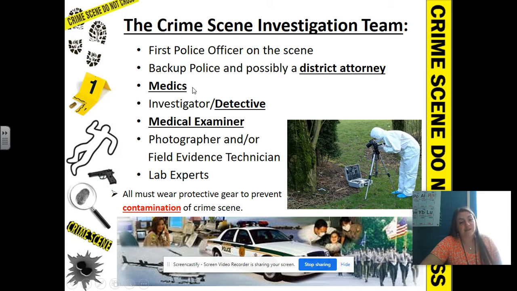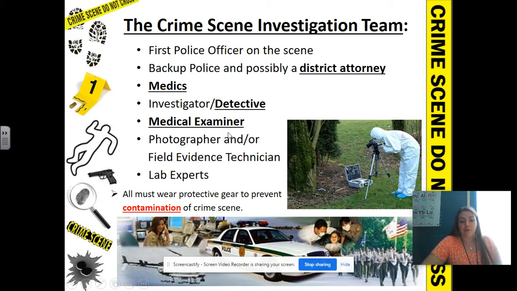Medics are only going to be necessary if there's someone injured. If there's someone already deceased, then we don't need a medic. But if there's anyone injured, then medics. Investigator or detective. So sometimes those are already picked and they're already at the scene, sometimes not.